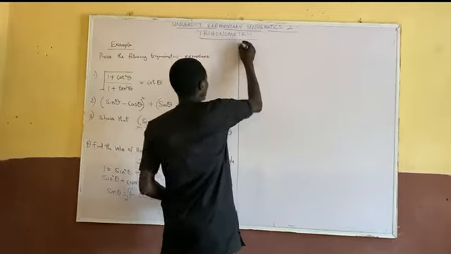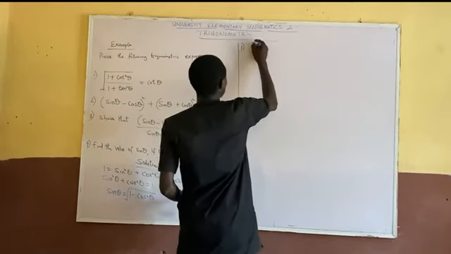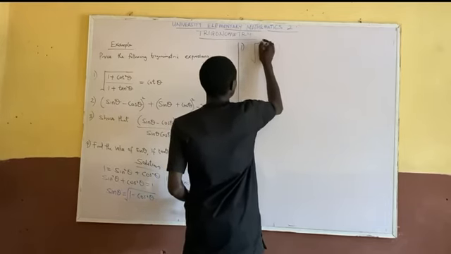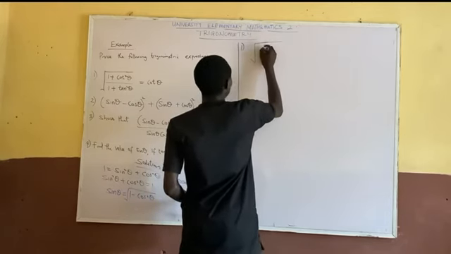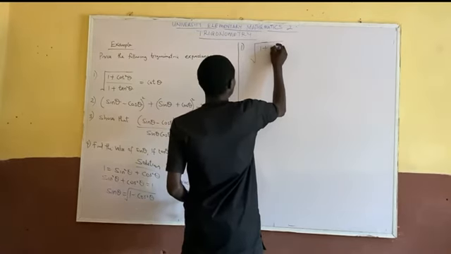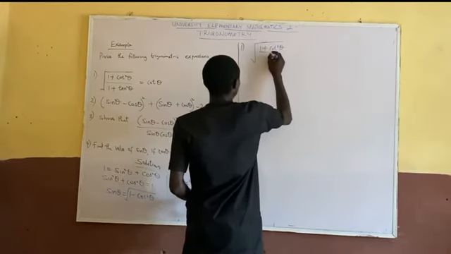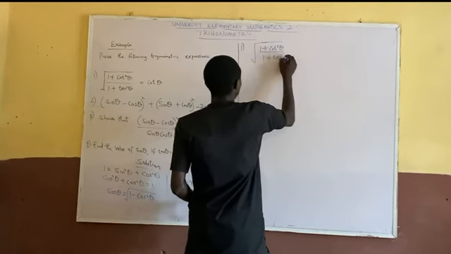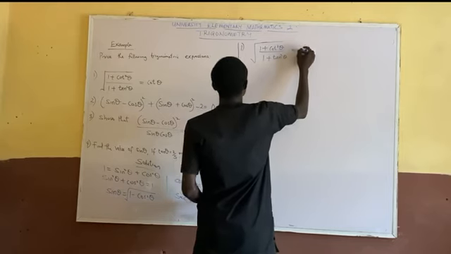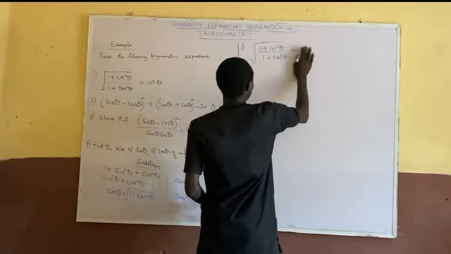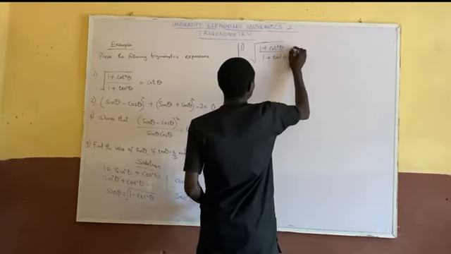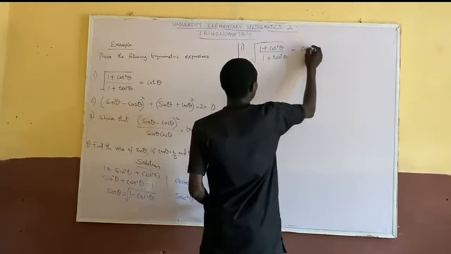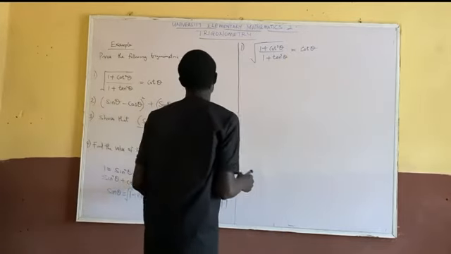The first question here is: prove that the square root of 1 plus cot square theta all over 1 plus tan square theta is equal to tan theta. You prove that the thing inside the square root is equal to cos theta. How do you prove that this is cos theta?